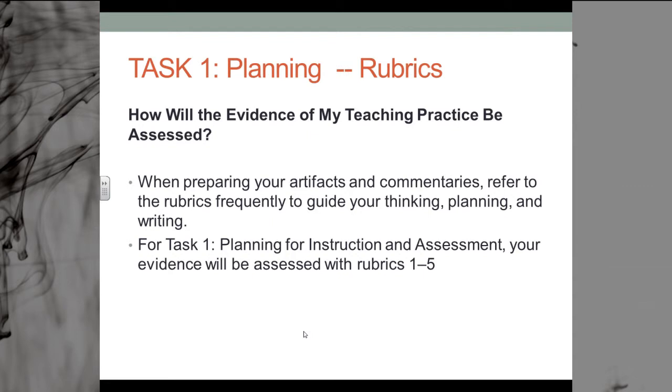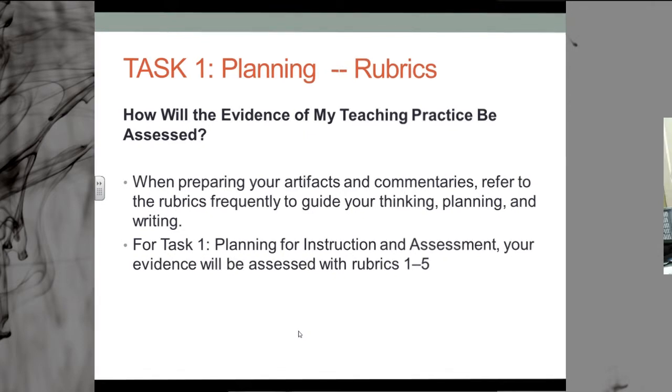So when you're preparing your artifacts and commentaries, you're going to refer to the rubrics frequently to guide your thinking, your planning, and your writing. Don't wait until you're done to look at the rubrics. So take a look now at the rubrics as we go through this, and then make sure that you keep referring to them to be clear that you are including what you need to be including in order to get a high score. So for task 1, planning for instruction and assessment, you will be assessed with 5 rubrics. Let's look at each of the 5 rubrics now.